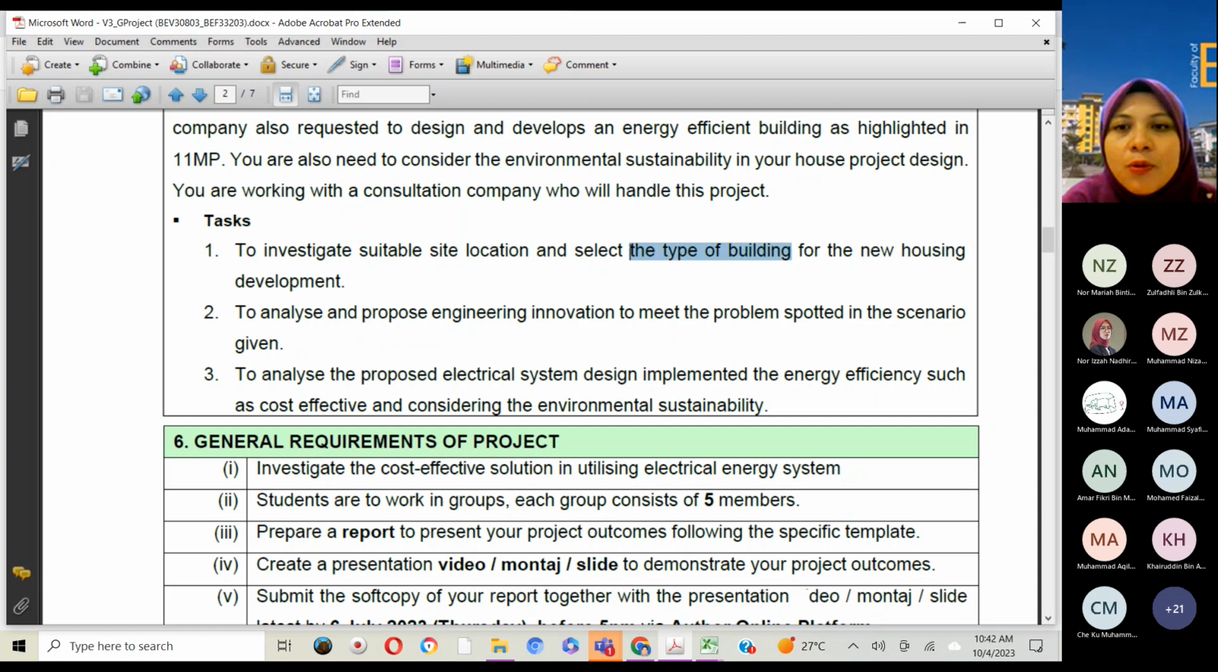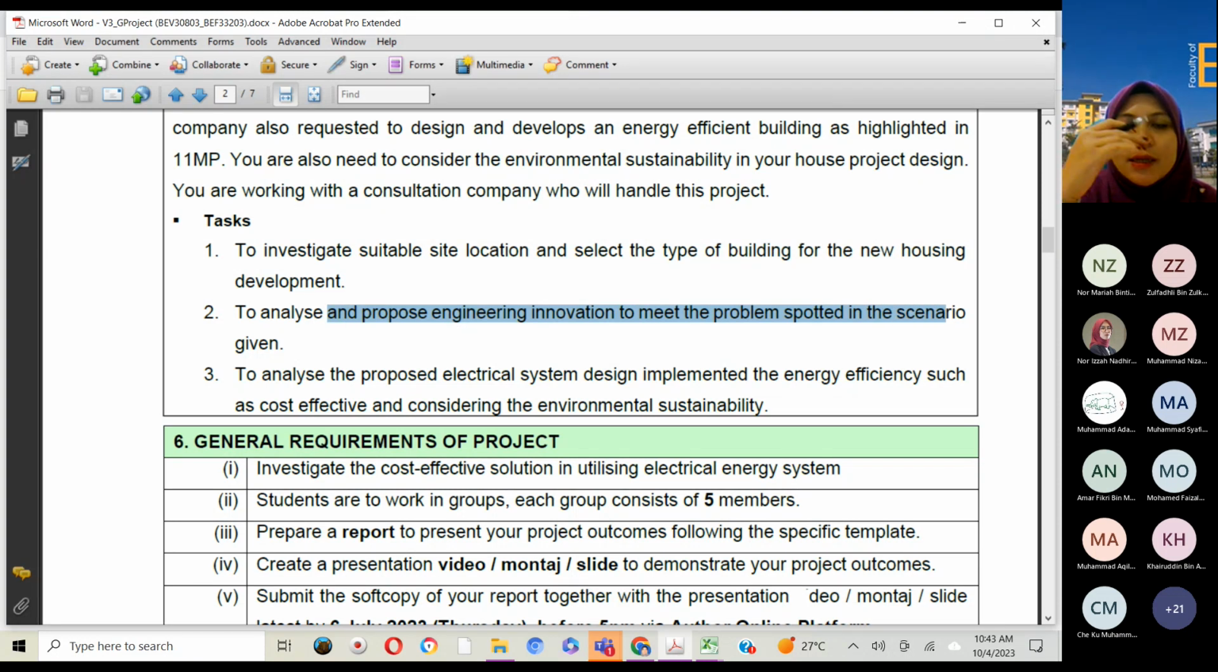And then you have to select what types of building for the new housing development. Either you want to build a single story house, double story house, bungalow, or high rise. So you have to come up with the type of building. And then you have to analyze the proposed engineering innovation to meet the problems supported in the scenario given.